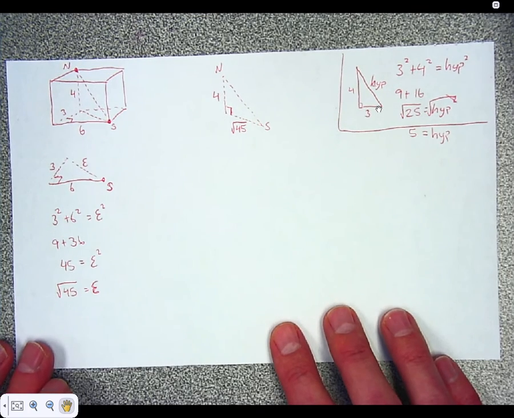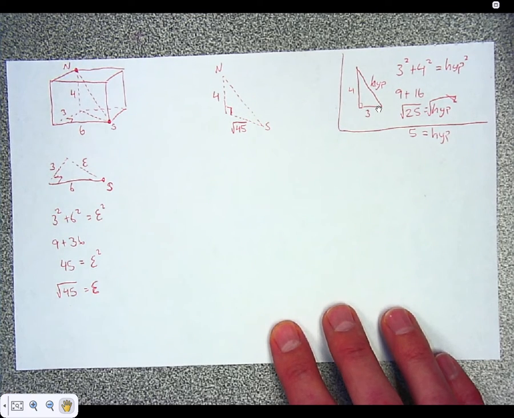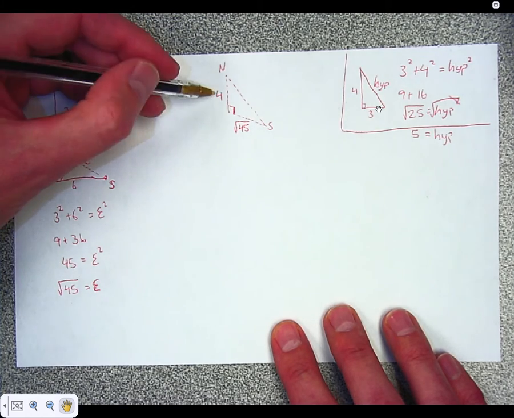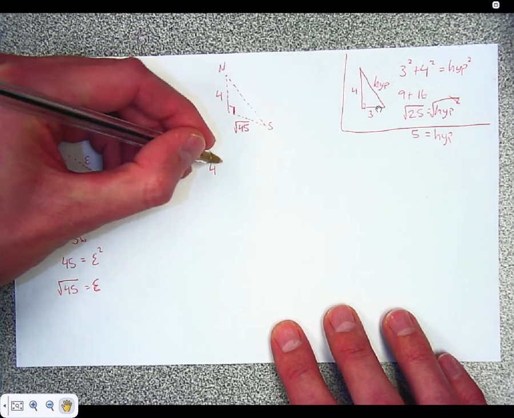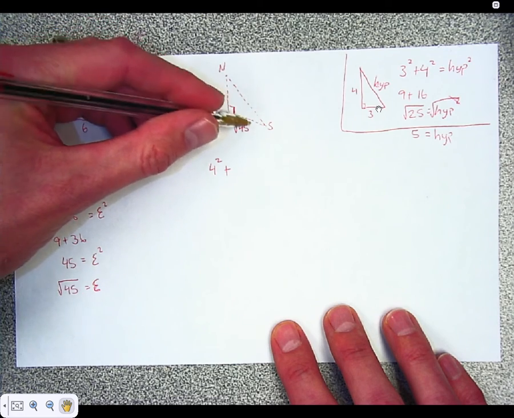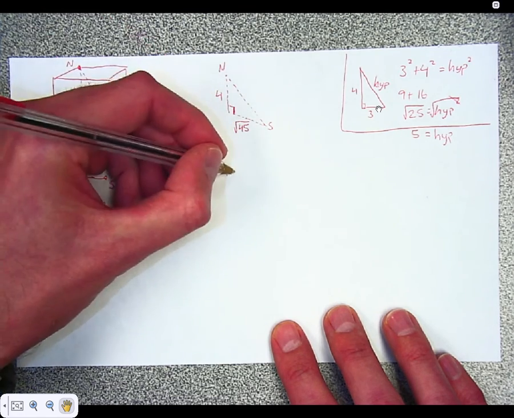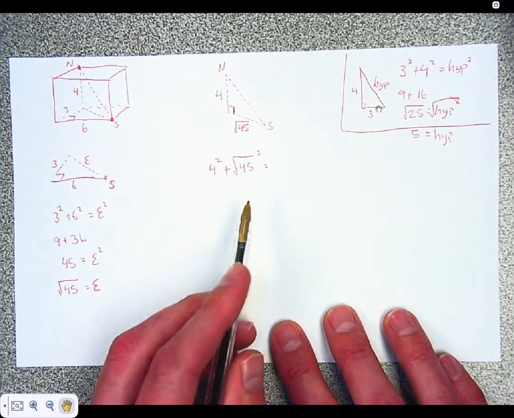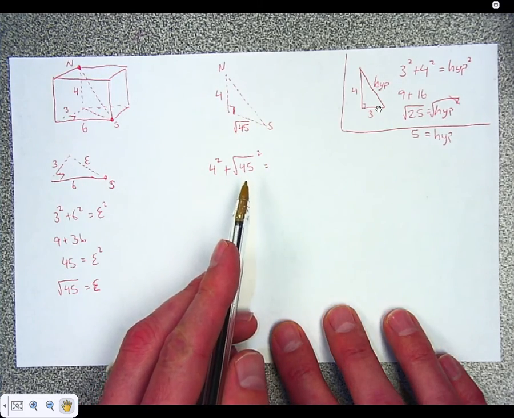All right, now we're going to do the Pythagorean theorem. Pythagorean theorem, it's a tongue twister, again. So you're going to do the Pythagorean theorem twice. And I'm going slow here. Eventually it does get faster. All right, we're going to do it again. 4 squared plus whatever this leg is squared. Square root of 45 squared. Don't let that freak you out. Just be patient with me.